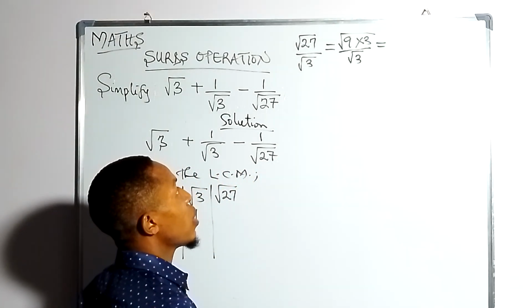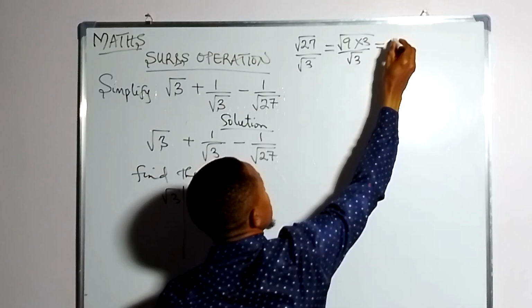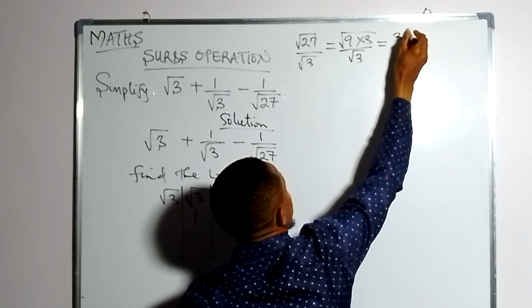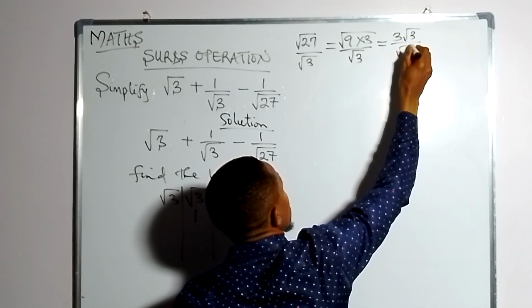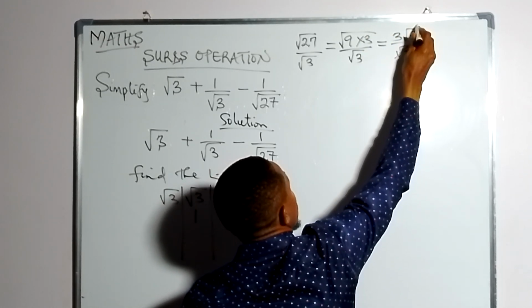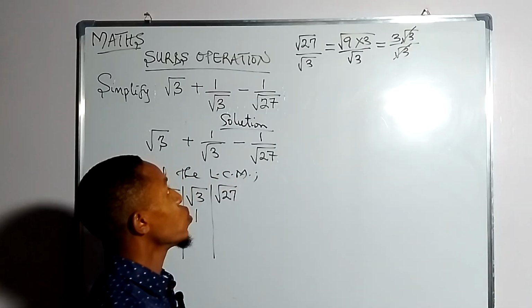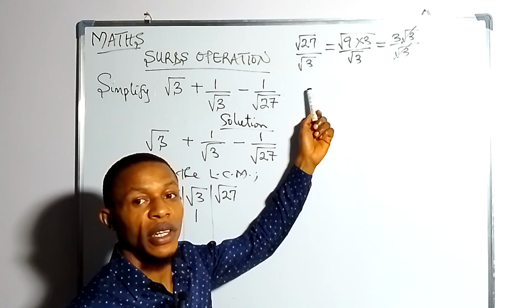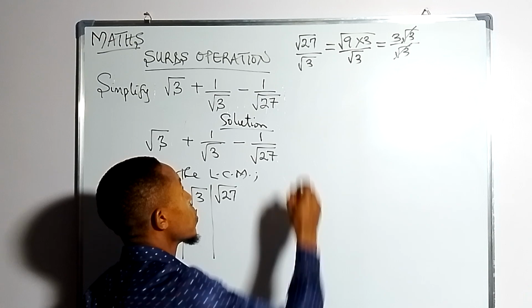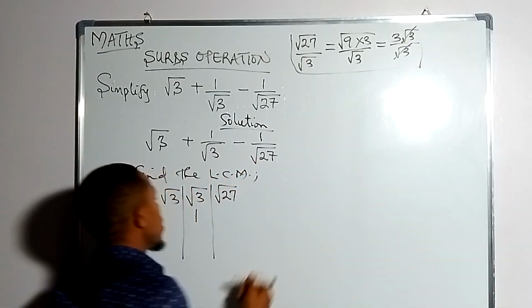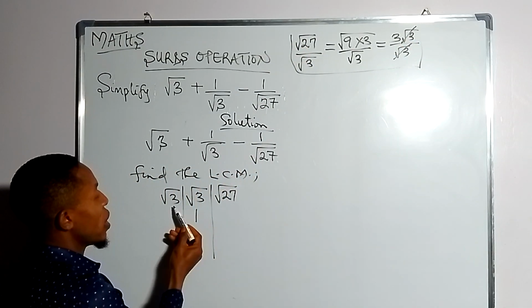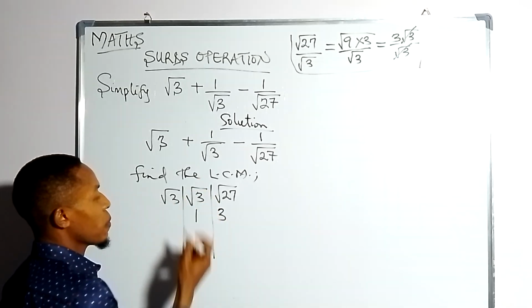When I simplify it further, root 9 is 3, root 3 all over root 3. So root 3 will cancel out root 3. So when root 27 is divided by root 3, we got 3. So let's apply it here. Root 27 divided by root 3, we got 3.